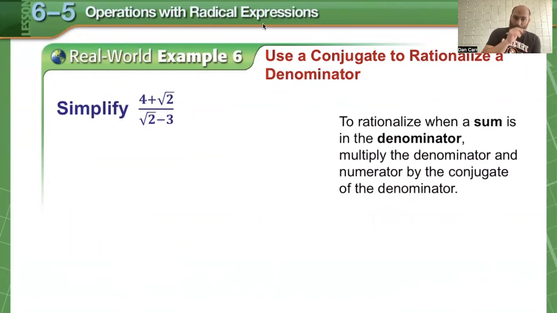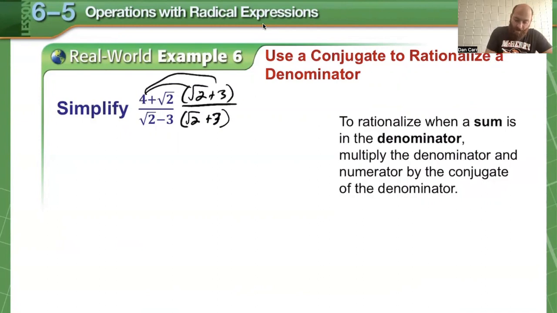To rationalize when a sum is in the denominator, we multiply by the conjugate of the denominator. So this one is going to be multiplied by root 2 plus 3, root 2 plus 3. In my numerator, I've got 4 times the radical 2, and 4 times 3. So I got 4 radical 2, and 4 times 3 is 12. Square root of 2 times the square root of 2 is just going to become a 2. And then square root of 2 times 3 is 3 square root of 2.